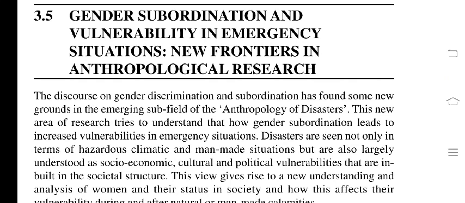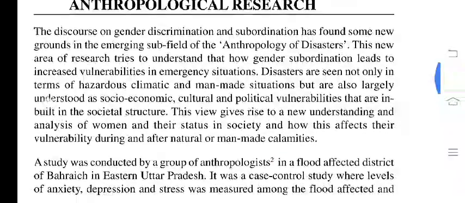The discourse on gender discrimination and subordination has found some new grounds in the emerging subfield of the anthropology of disasters. This new area of research tries to understand how gender subordination leads to increased vulnerabilities in emergency situations.